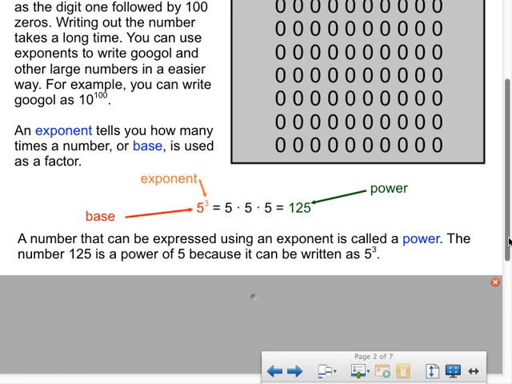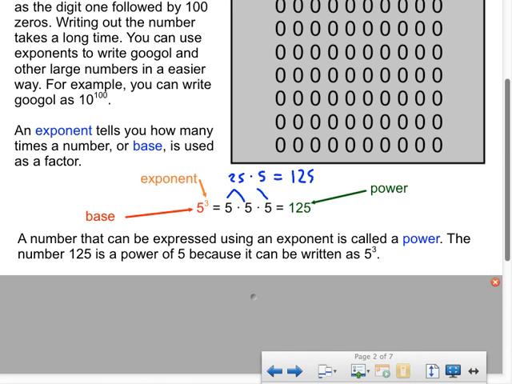5 to the third power, 5 to the exponent of 3, is 5 times 5 times 5. How many 5s am I multiplying here? 3. What's my exponent? 3, okay? Now, if I simplified this and I multiply 5 times 5, what's 5 times 5? 25. So 5 times 5 is 25. And if I multiply 25 times 5, what do I get back? 125. So I'm just simplifying that out.